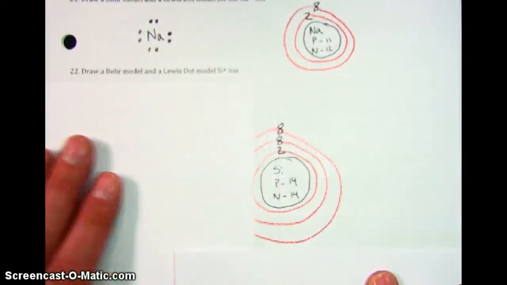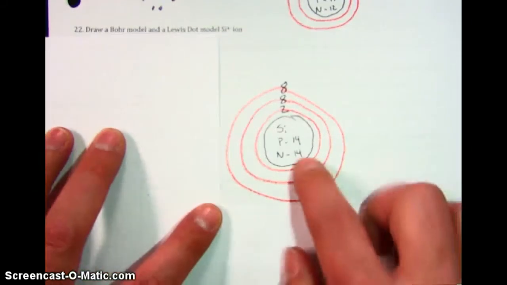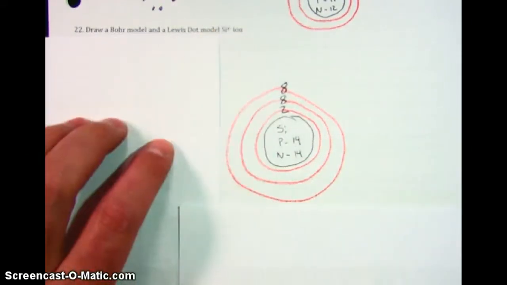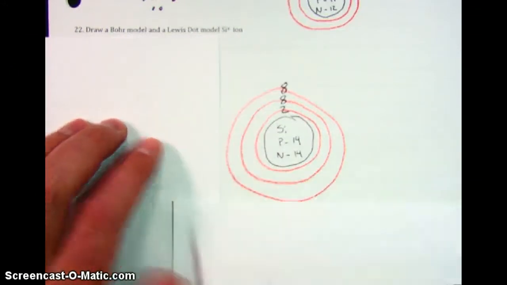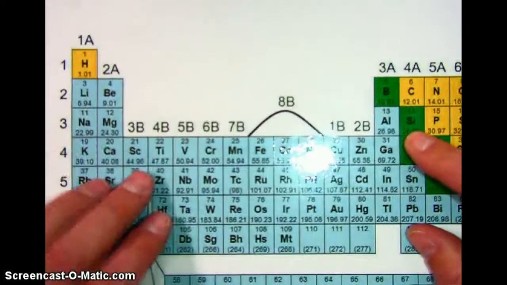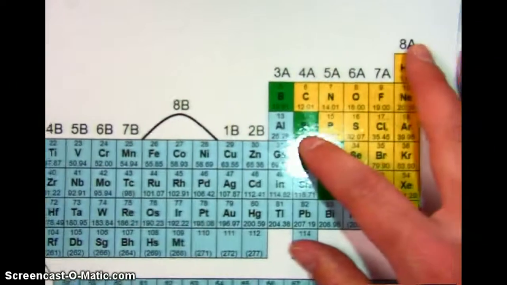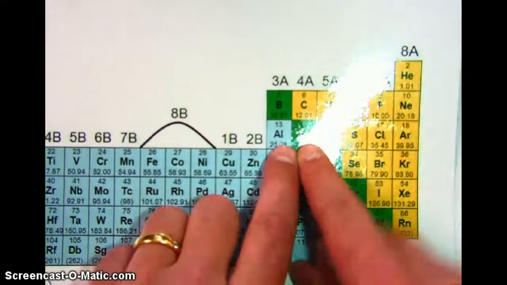For the Bohr model, I've got it drawn here. It's going to have 3 different rows, and that's because with a 4 minus charge, we didn't have to jump or lose any of our shells. Silicon can be found right here, number 14, and if I'm going with a 4 minus charge, it means that I'm adding 4 electrons. 4 minuses have been added to it.